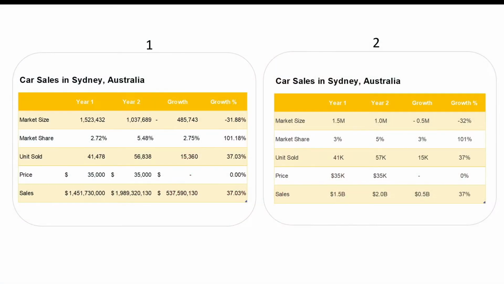Now, let's look at a couple of tables which show hypothetical car sales in Sydney, Australia, along with market size and market share. And again, let's compare table 1 and table 2. Which one do you think is more impactful, more memorable, 1 or 2?